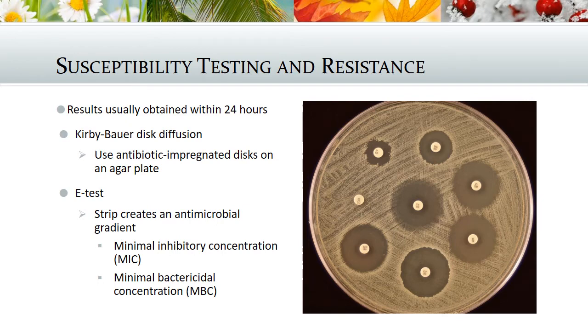Another test, the E-strip test or elliptical test. The E-strip is placed on an agar plate heavily inoculated with an isolated organism. The strip creates an antimicrobial gradient which allows a clear elliptical zone of inhibition. This method allows doctors to determine the minimal inhibitory concentration needed, or MIC. MIC is defined as the least concentration of an antimicrobial that prevents visible growth.